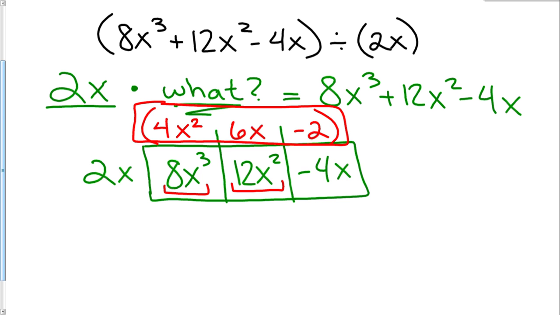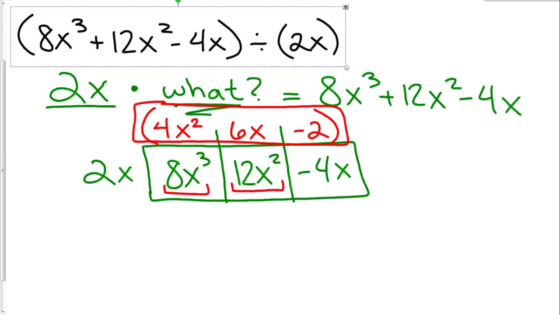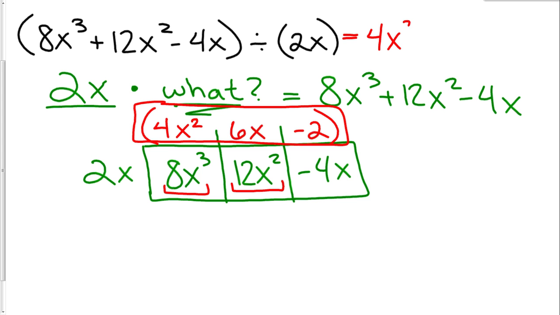So to recap, 8x to the third plus 12x squared minus 4x divided by 2x is equal to 4x squared plus 6x minus 2. So today we were dividing a polynomial by a monomial, by a single term, using multiplication in reverse.